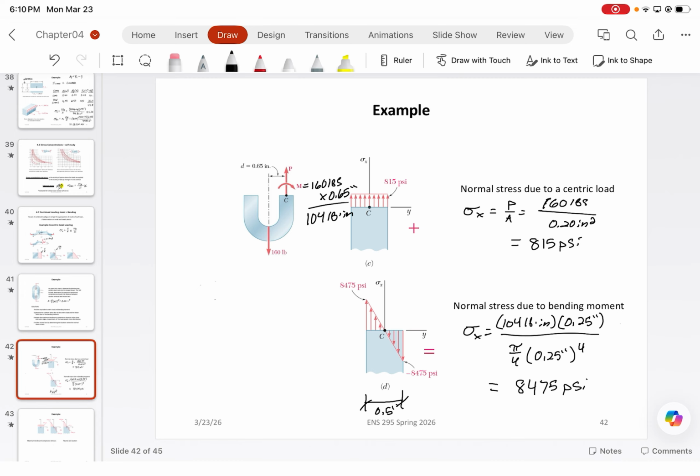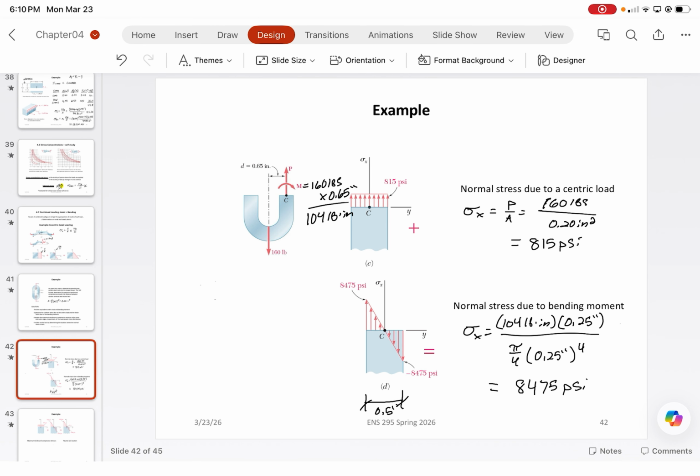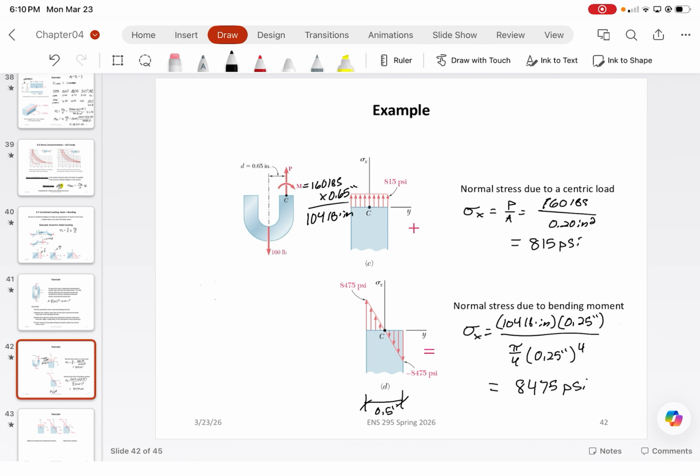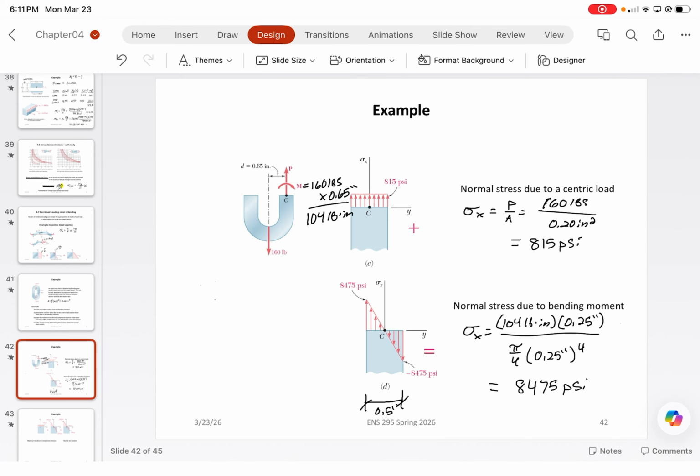All right, so basically the only thing that's really important here is, let's see, can I ink to shape? Come on. Draw with touch. No. I don't know how to draw shapes. There we go.